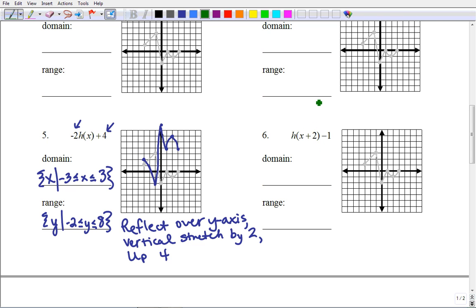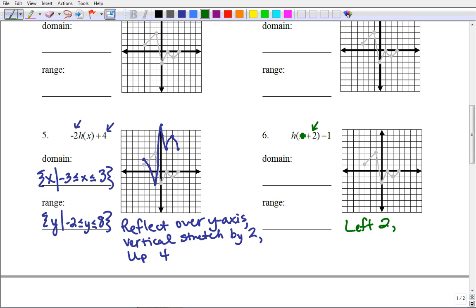So here I have plus 2, and that's a left or right movement, so that's the first thing I'm going to do. So remember, anything inside the parentheses, you're doing the opposite of what it looks like. So this plus 2 means that we're actually going to be moving it to the left 2. So even though it says plus 2, we're actually kind of subtracting 2 on the graph. So we're going to do left 2.